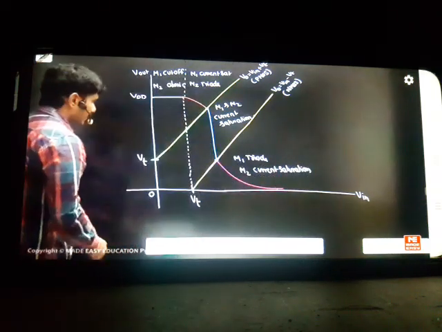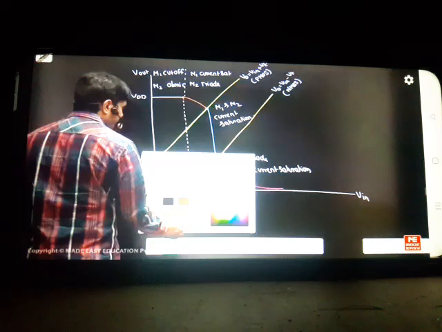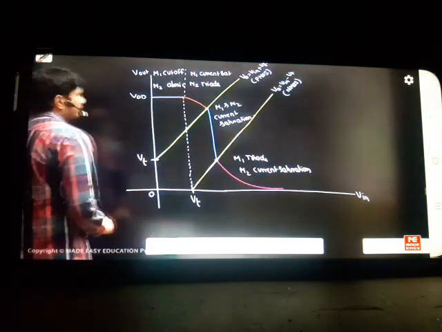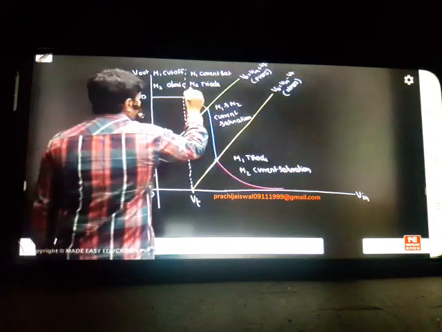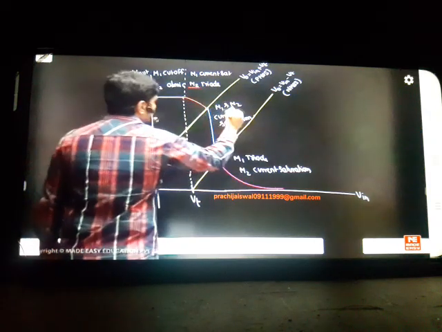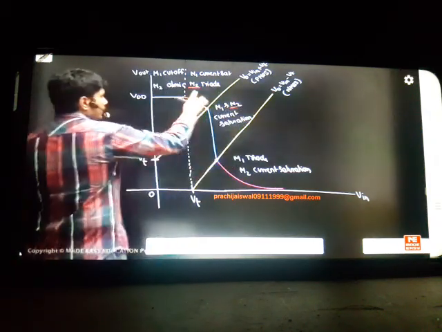So how to remember this trick? See the trick, the remembrance trick. I have to take one good color for this. First, from this side, M1 is in current saturation. Here also current saturation, but which is changing here? Your M2 is changing with this boundary line. So M2 is changing with this boundary line.